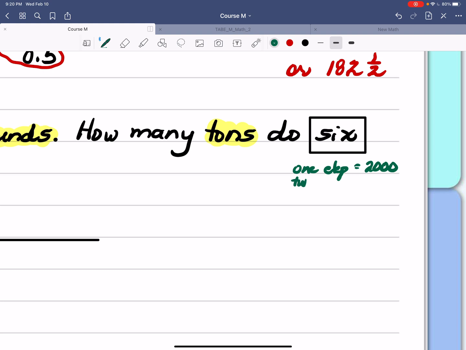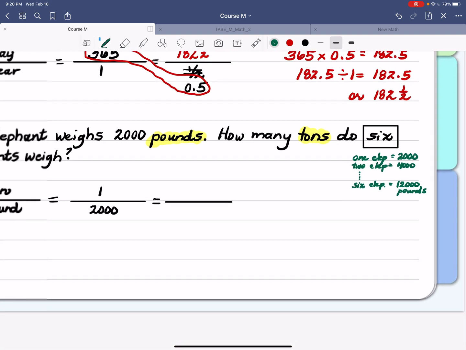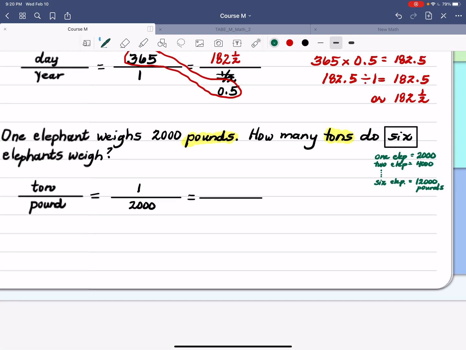2 elephants would be 4,000. 3 elephants, 4 elephants, 5 elephants, 6 elephants. So I'm going to say 6 times 2,000. So I'm going to go all the way down here to 6 elephants. That's 12,000 pounds in those 6 elephants.